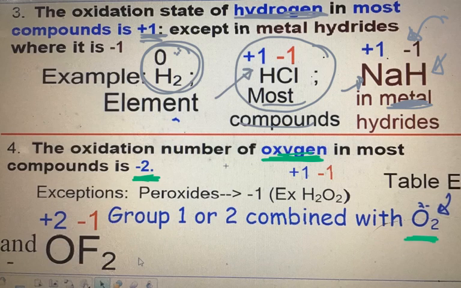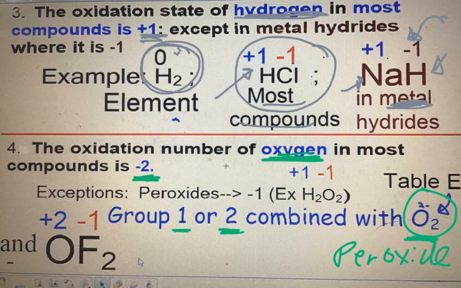We've got to look at Table E now. Look at your reference tables when it's a peroxide. Now peroxides, you don't have to panic, guys. They're on Table E, right? They're just the O2 2- ion right here. When you see that peroxide combined with any group 1 or group 2 elements, you know you have a peroxide on your hands.